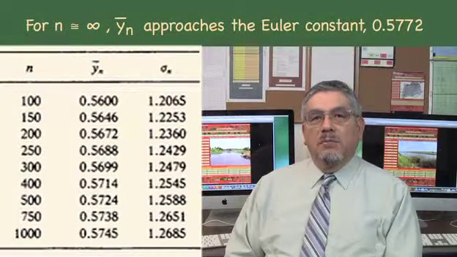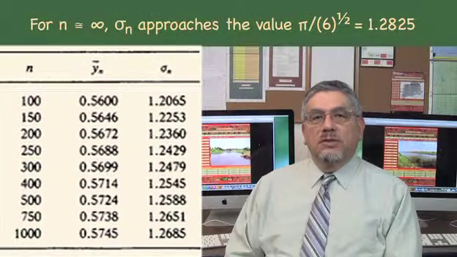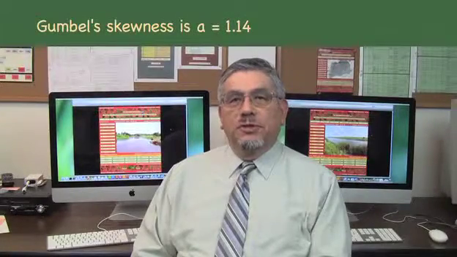When the record length approaches infinity, the mean of the Gumbel variate approaches asymptotically the Euler constant, that is 0.5772, and the standard deviation approaches the value of pi over the square root of 6, that is 1.2825. The skew coefficient of the Gumbel distribution is 1.14.